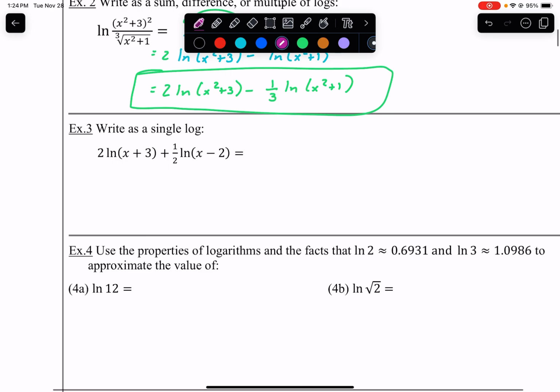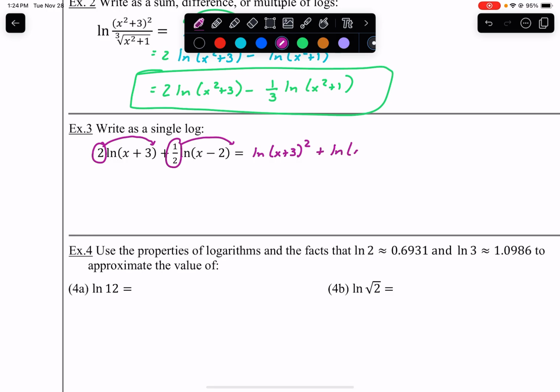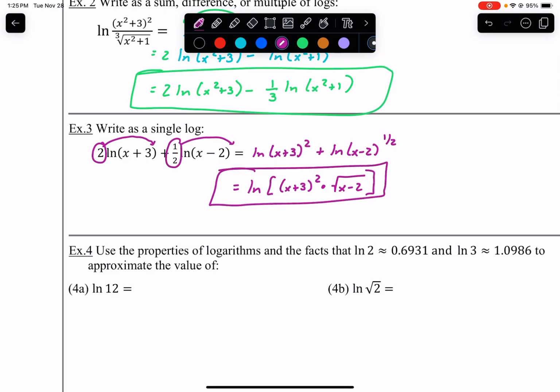We're going to rewrite this as one log. Again, I can make that the power, and I can make that the power. So this is natural log of x plus 3 all squared plus the natural log of x minus 2 to the 1/2. Because that's addition, I can write that as one log being multiplied together. So we're going to write this as x plus 3 squared times, and then I'm going to write this as just a square root. You don't have to. You could leave it as the 1/2 power, but that's condensing into one logarithm.